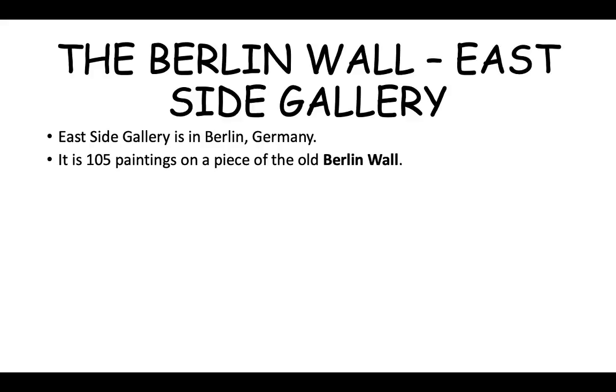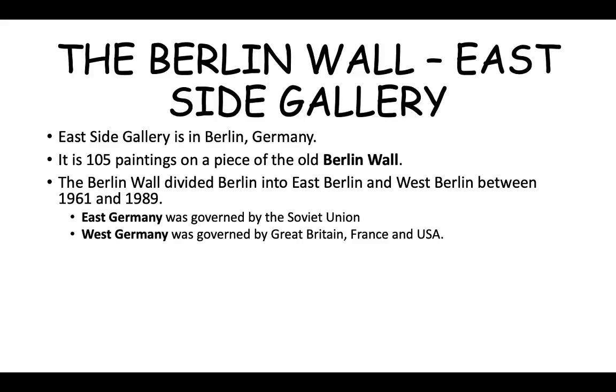The Berlin Wall, East Side Gallery. East Side Gallery is in Berlin, Germany. It is 105 paintings on a piece of the old Berlin Wall. The Berlin Wall was a wall that split the east and west side of Berlin during the Second World War, or around the time of the Second World War. It divided East and West Berlin between 1961 and 1989.